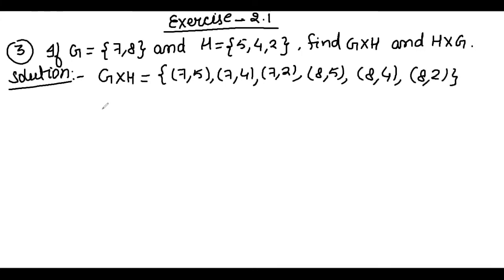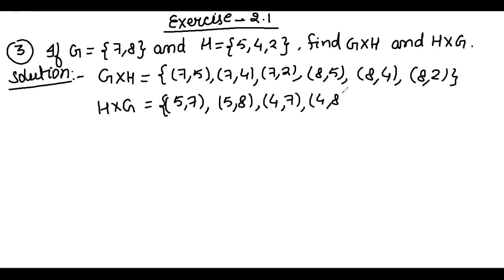Then we will find H cross G. So first of all we will take H first and then G second. Means we will start with 5, 7: 5 from H and 7 from G. Then 5, 8, then 4, 7, then 4, 8, then 2, 7, and then 2, 8. So these are the values of G cross H and H cross G. I hope it is clear for you all.